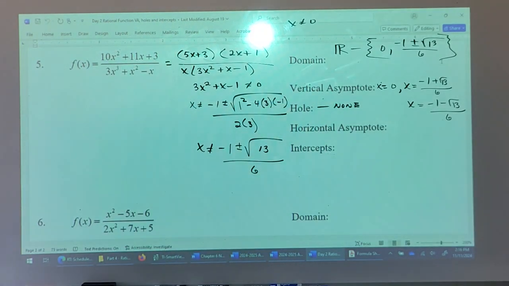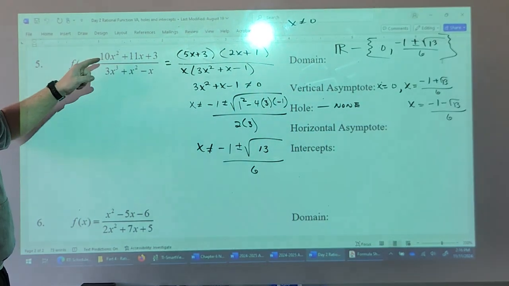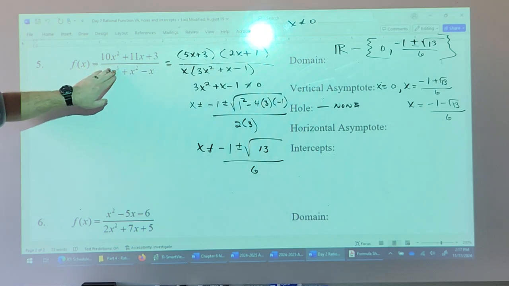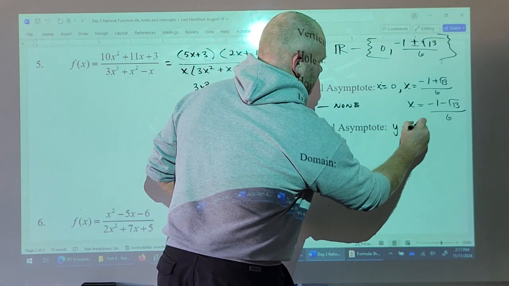All right, horizontal asymptote. For the horizontal asymptote, we look at the highest exponents. So this one is bottom heavy. The degree of the x down here is larger than the top, bottom heavy, which means horizontal asymptote y equals 0.